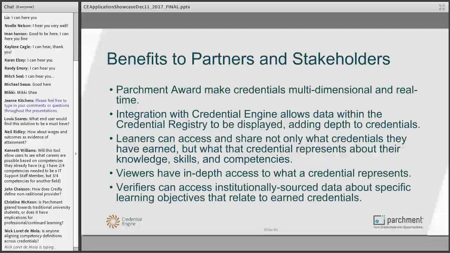Viewers have that immediate real-time access to understand what a credential represents, and verifiers can trust that they have institutionally sourced data about the specific learning objectives that an earner has demonstrated in completion of their credentials.